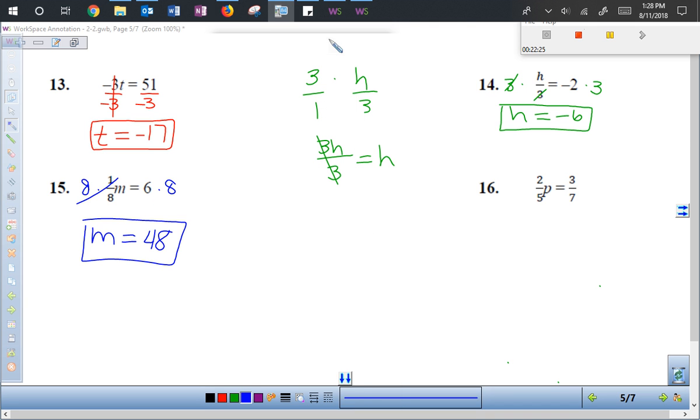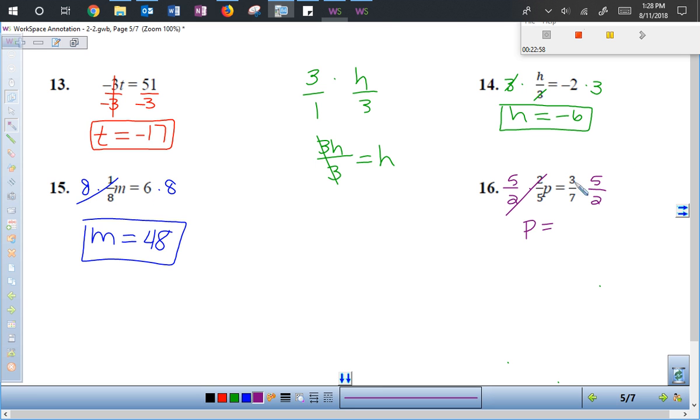On number 16, I have 2/5 times p equals 3/7. Now again, we do not want to divide by a fraction. Instead, we need to multiply it by the reciprocal. So I'm going to multiply the left side by the reciprocal, which is 5 over 2, and the right side by 5 over 2. Now on the left side, 5 over 2 times 2 over 5, when you multiply something by its reciprocal, they cancel out and just leave you with p.